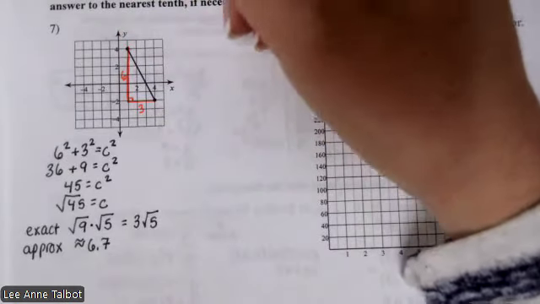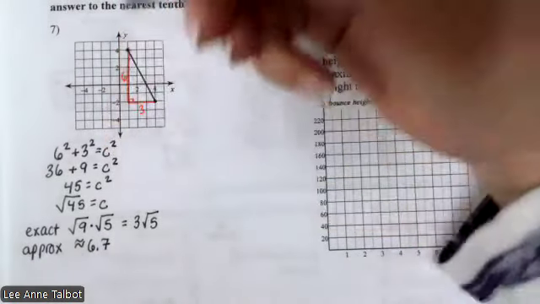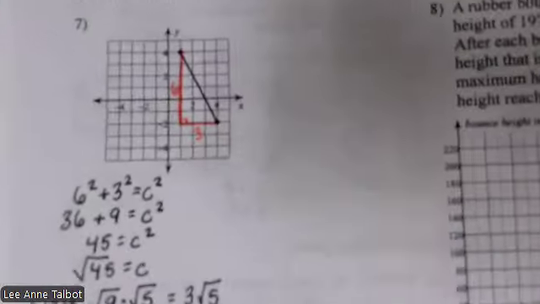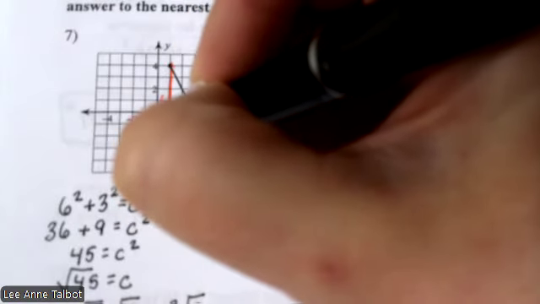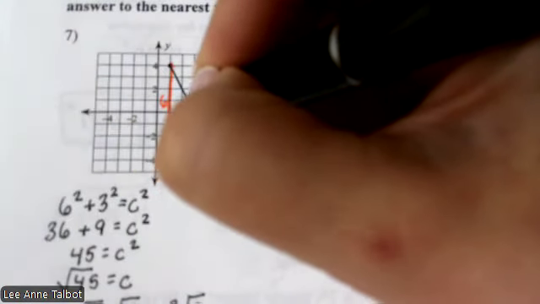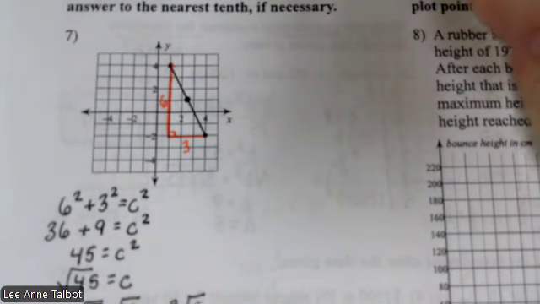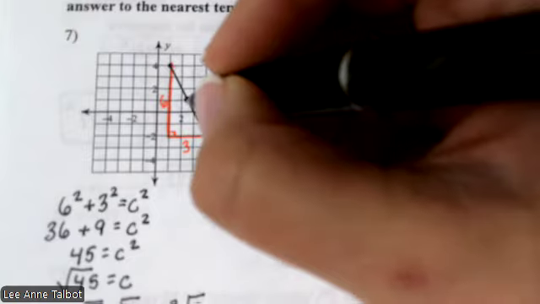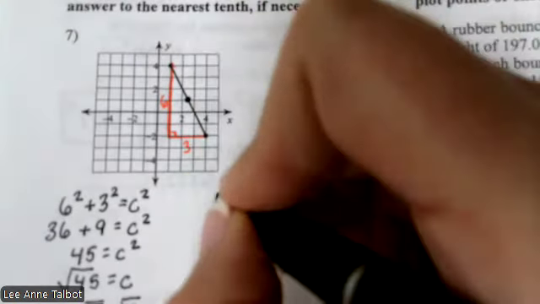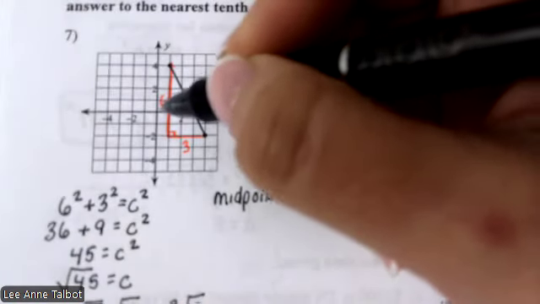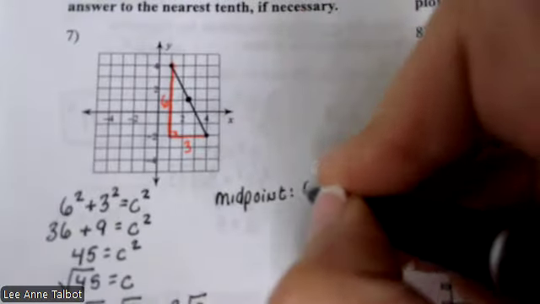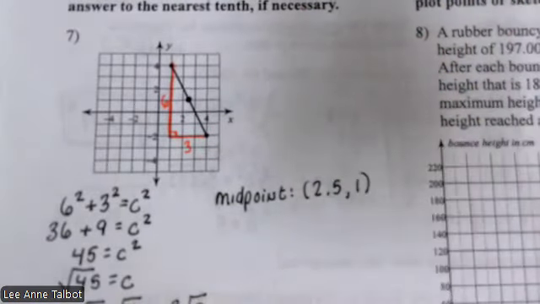Okay, next it says find the midpoint. I'm going to count the midpoint because I already have it graphed. Much easier to just count it. So the bottom is 3, so I'm going to go over 1.5. And the vertical height is 6, so I'm going to go up 3. And mark my midpoint. So I went over halfway and up halfway. And that midpoint, what coordinate is that? 2.5, 1.